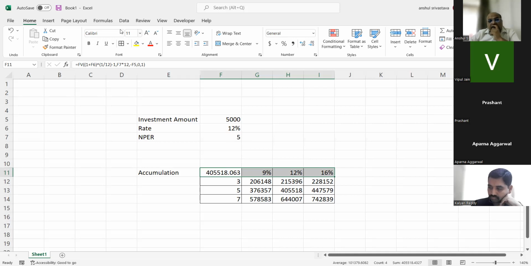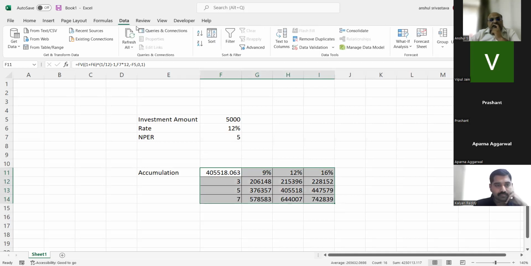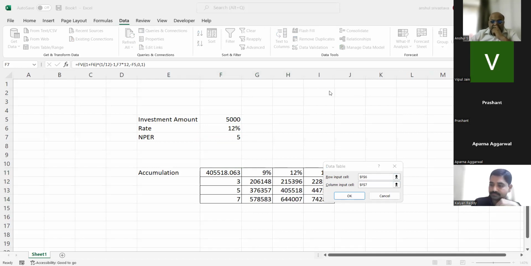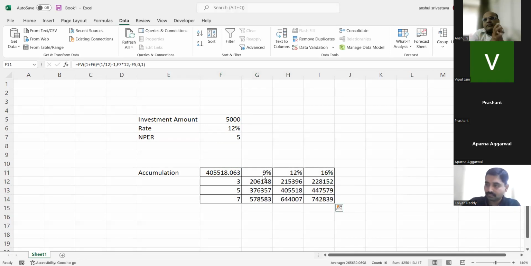Input cell में, देखिए, you have to put it like this. Data, what if analysis, go data table. In input, row input cell, you have to select this. In column input cell, you have to select this. And these must be in the formula where we have calculated the future value. Is it working, Aparna? Yeah, now it is coming. Yeah, sir, it worked for me. Initially, I manually put the cells in the data table reference, but if I click the cells, then it's working. Okay.